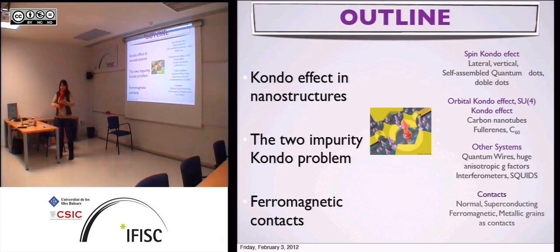Now, I'm finished with this. If you have an exchange field due to the ferromagnetic contact, you have two situations. The parallel one, which means that the exchange fields for dot 1 and dot 2 point in the same direction. But for the anti-parallel case, they are anti-aligned. So now we have two magnetic fields, one in each quantum dot, and they are parallel or anti-parallel, depending on the ferromagnetic arrangement of the contacts.